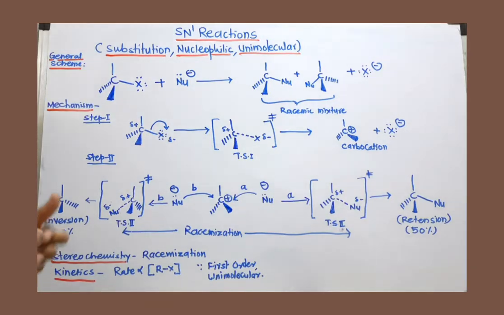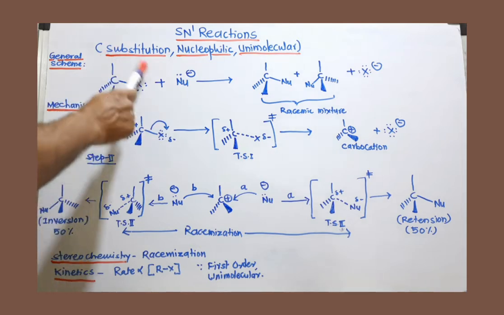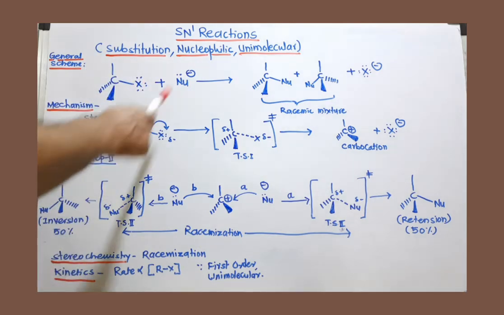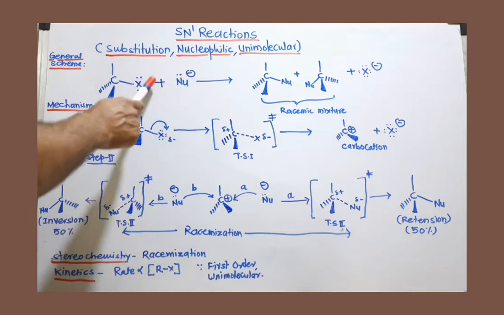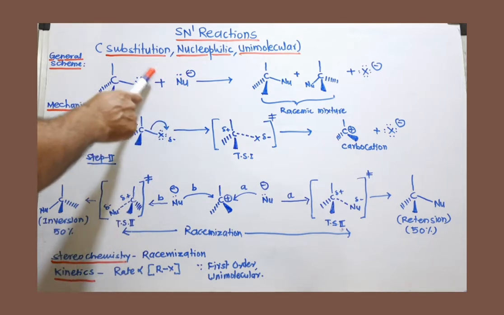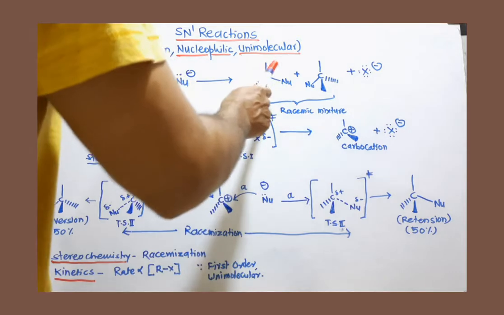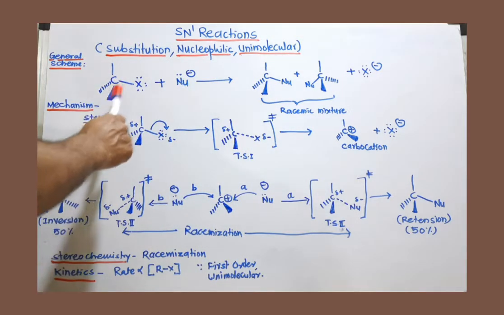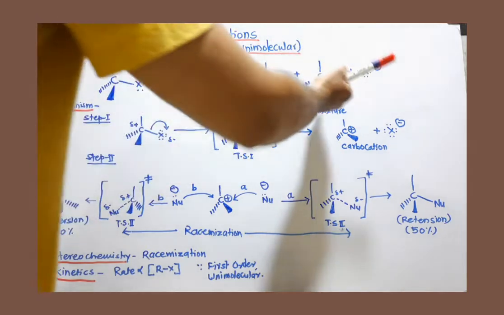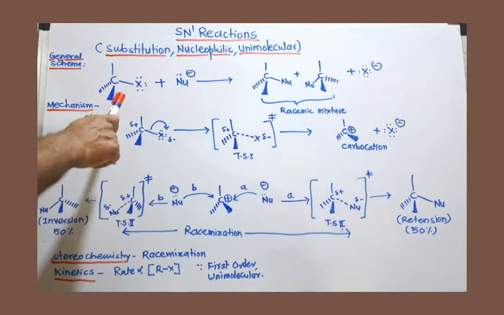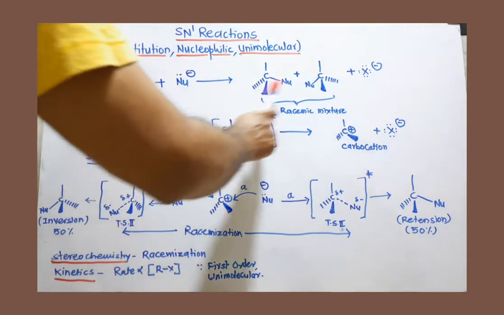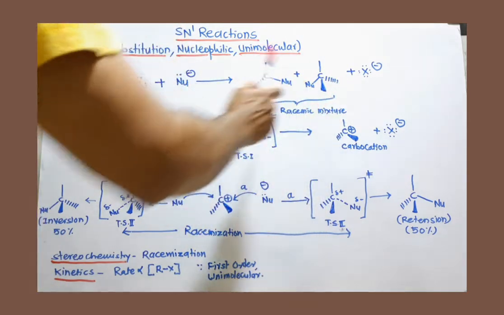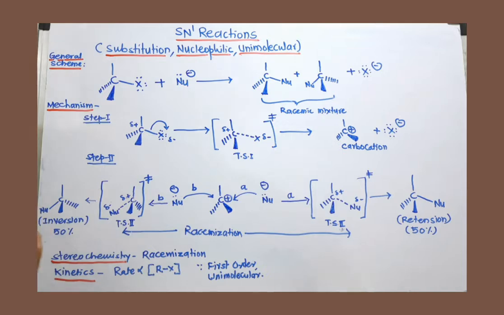SN1 reactions of alkyl halide. I am considering only alkyl halide for this reaction. Here, the nucleophile is coming and replacing this leaving group to get the substituted product. But here, instead of getting one product, you will get two stereochemical products. If the starting material is plus, you will get plus and minus, 50-50%. That is called a racemic mixture. I am considering stereochemical product.